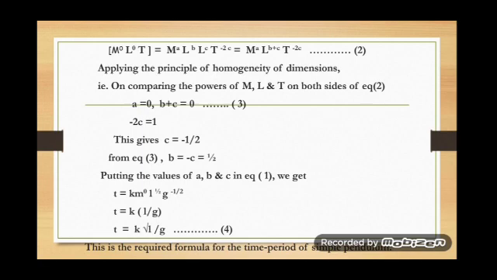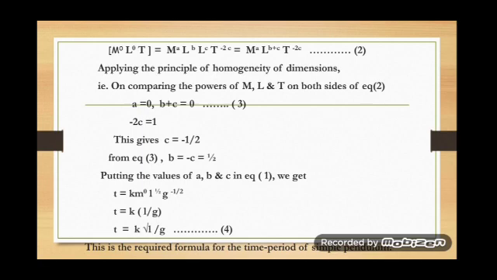We will substitute the respective values of a, b and c in equation 1. What was equation 1? T is equal to k, m to the power a, L to the power b and g to the power c. When we substitute the values, we get T is equal to k, m to the power 0, L to the power half, g to the power minus half.